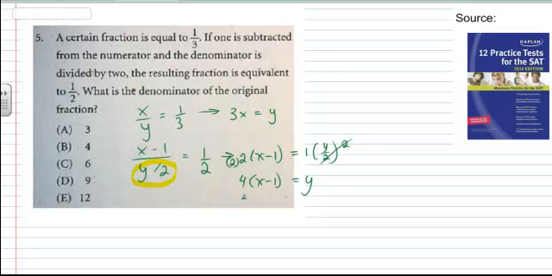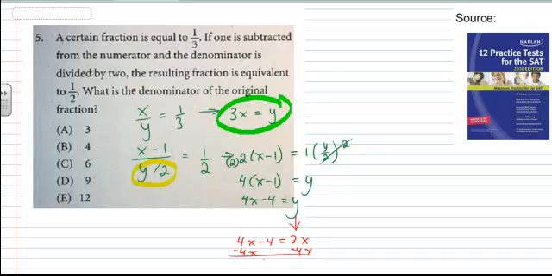Distribute, and we get 4x minus 4 equals y. Earlier we found that y was equal to 3x. So here, instead of y, I can plug in 3x. 4x minus 4 equals 3x. Take away 4x from both sides, divide both sides by -1, and x equals 4.